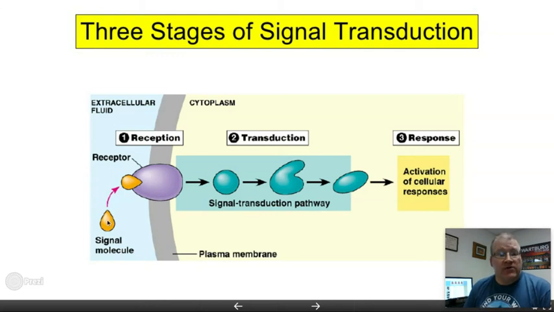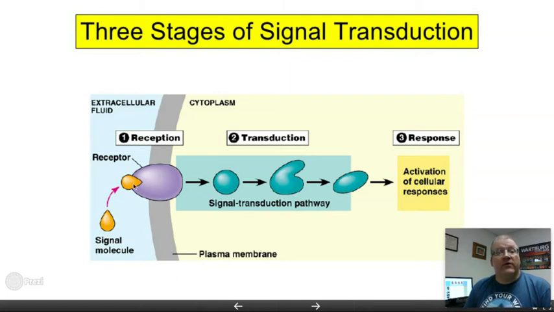So here we have our extracellular fluid. This could be extracellular fluid in the tissue in our body. This could be bloodstream. Okay, we've got a signal molecule that's been sent. It's been sent in the blood. It's been received now by this protein that is embedded in the plasma membrane.